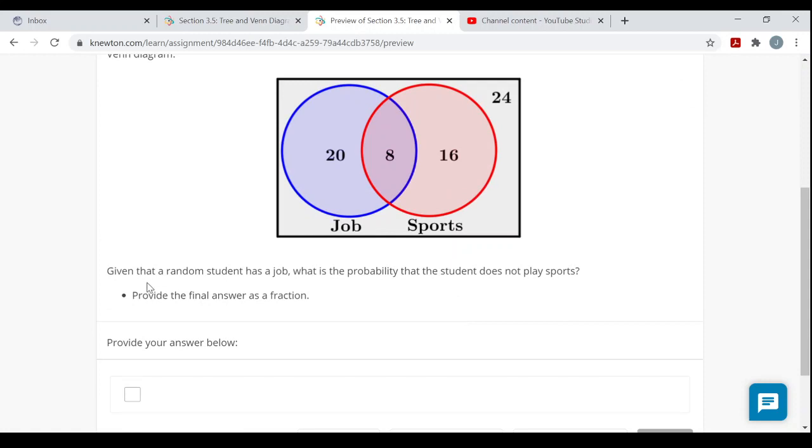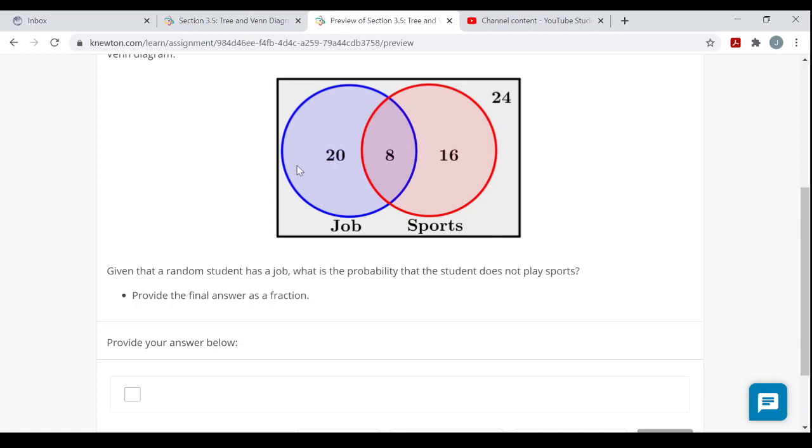So again, another conditional. Given that a random student has a job, you're talking about the students only in the blue circle, the 28 students. So I'm going to be dividing by 28, not 68, because we're given that the student has a job. So I'm in this blue circle only. What is the probability that the student does not play sports?